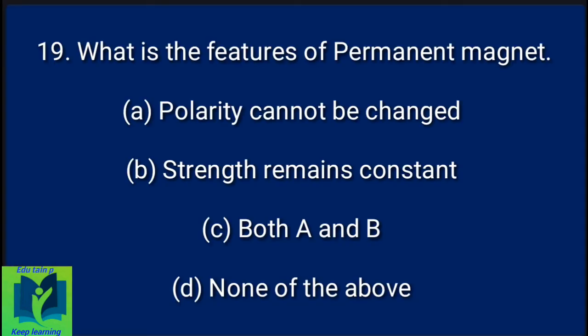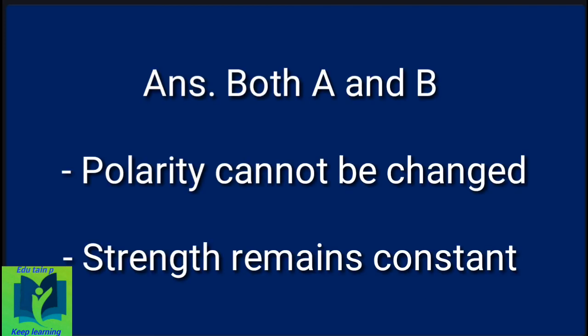What is the features of permanent magnet? Option A, polarity cannot be changed. Option B, strength remains constant. Option C, both A and B. Option D, none of the above. Both A and B. First one, polarity cannot be changed. Second one, strength remains constant.